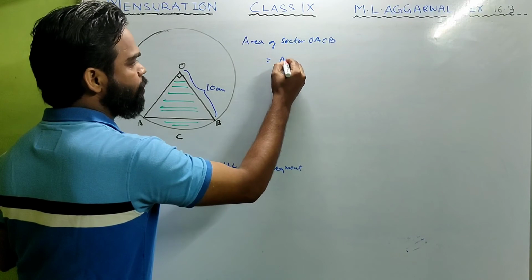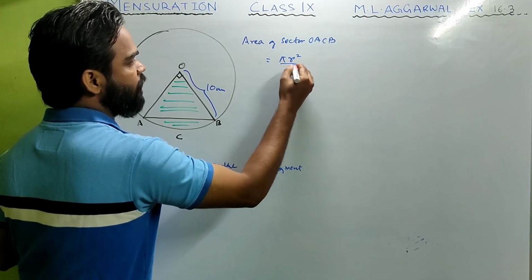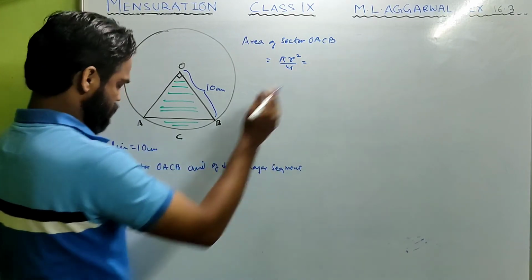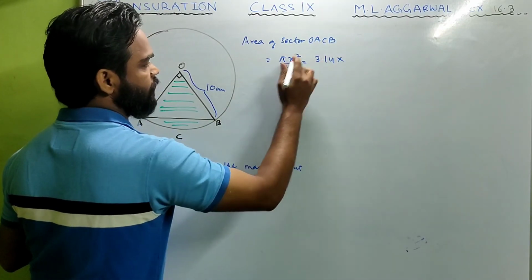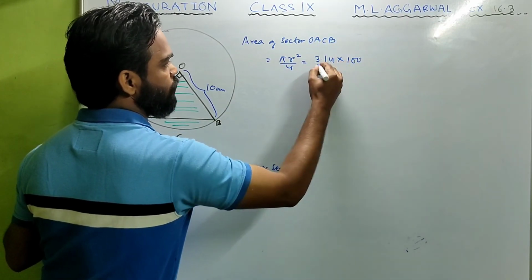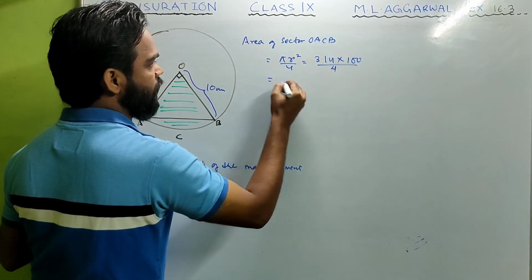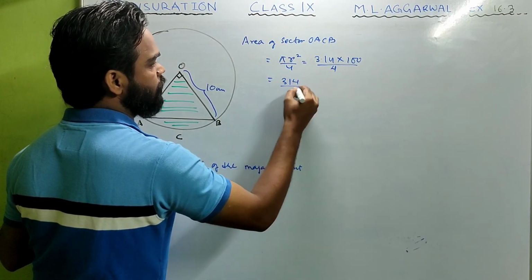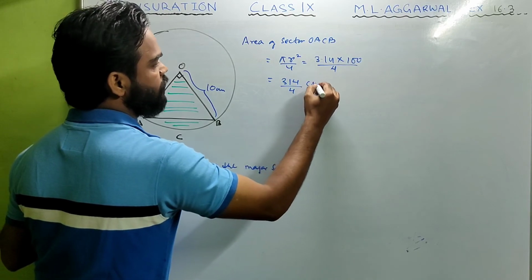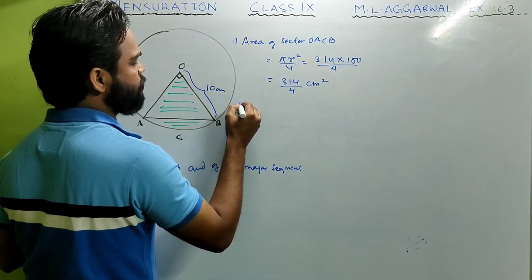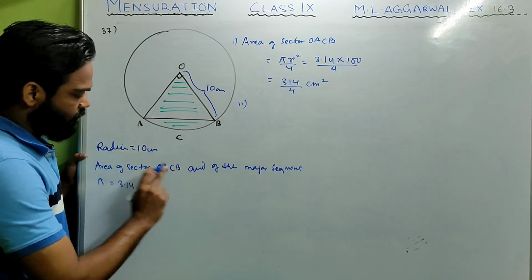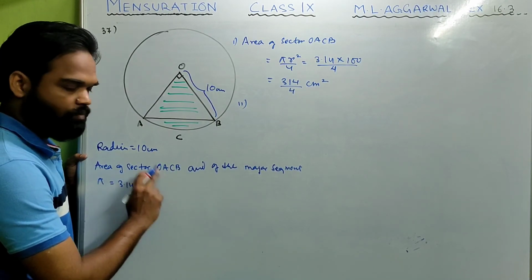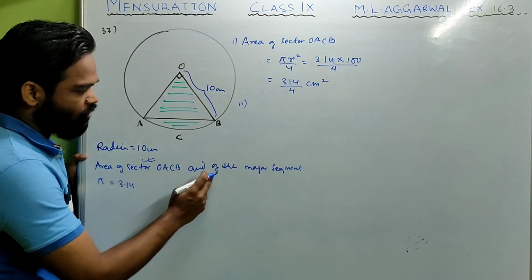So the quadrant will be pi r square by 4. Pretty easy. They have told us to use pi as 3.14 multiplied by 10 square, which is 100 by 4. So that's 314 by 4 centimeter square. You can change it to a decimal. Now they ask for the area of the sector OACB, done, and of the major segment.